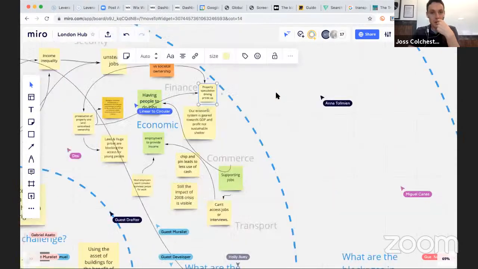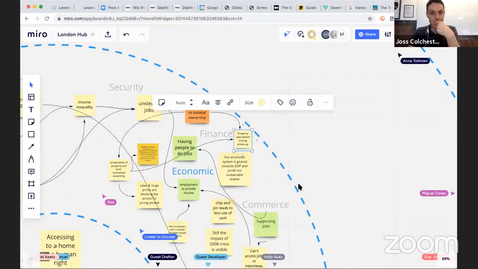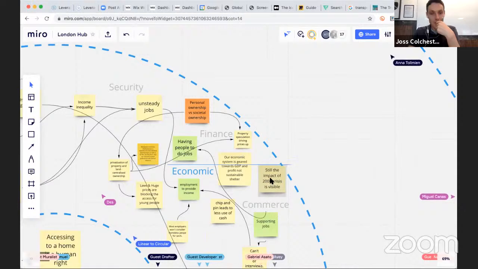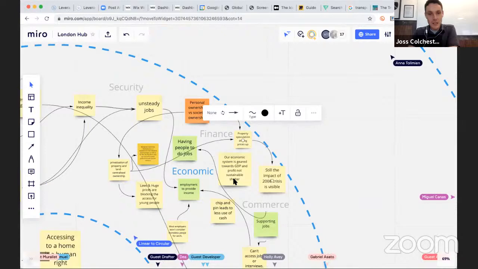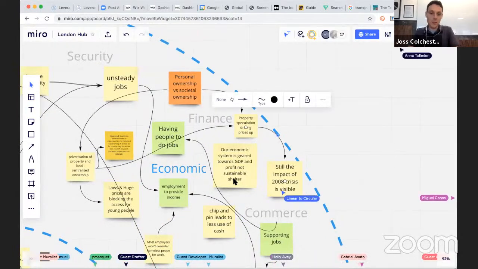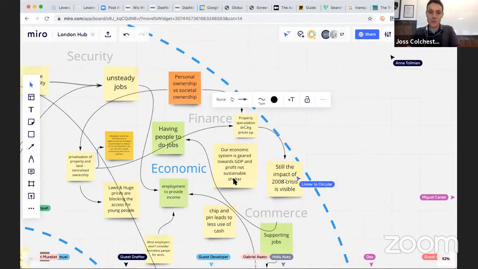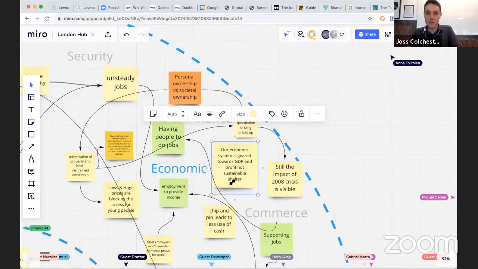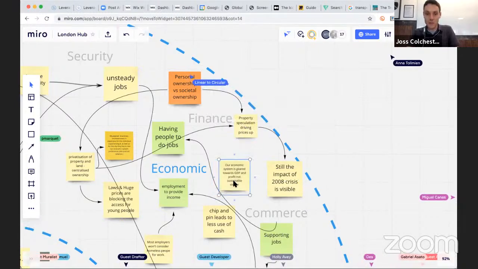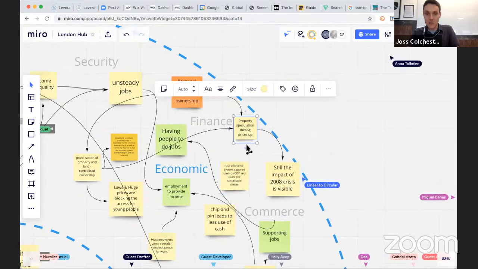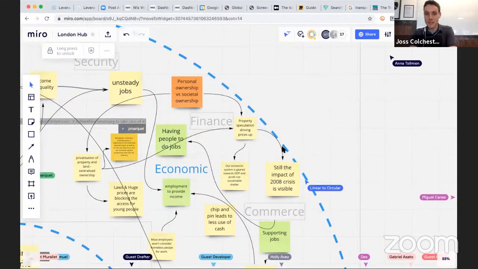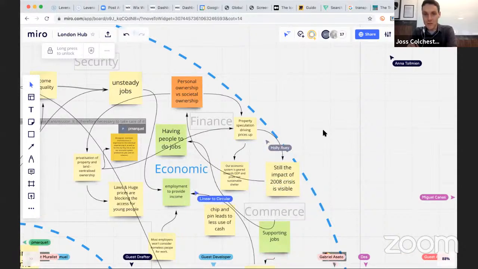And finance, the way we're financing this whole system too, like this one here, speculation on property. Our economic system is geared towards GDP and profit, not sustainable shelters. Yeah, right. That's an important one. And it obviously connects into finance, right? The way we're treating this as a financial economic system instead of a thing that delivers the function of housing and so forth.